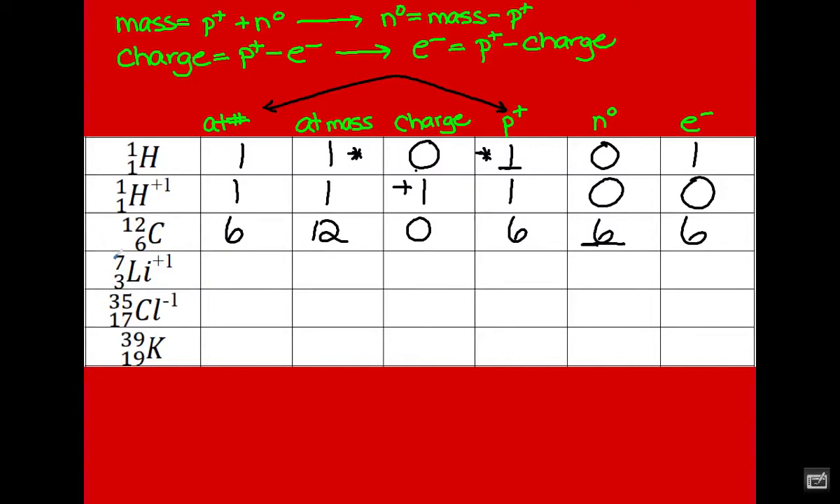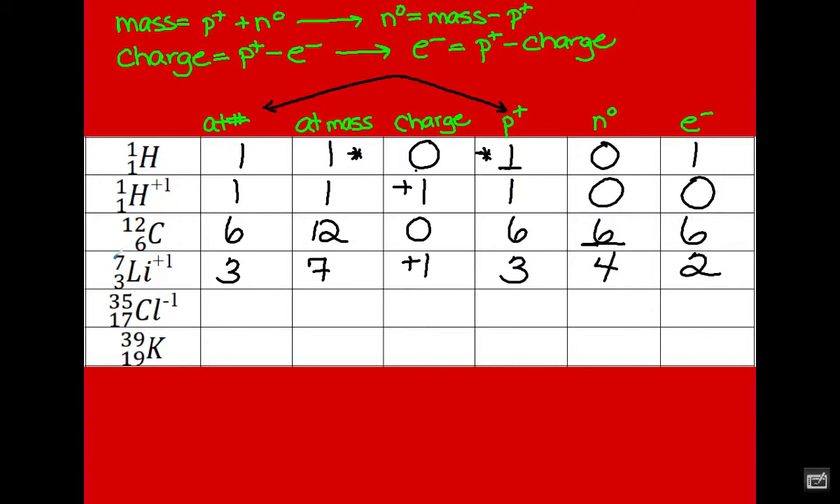Now for my lithium, Li, bottom number is 3, atomic mass is 7, charge is plus 1. Atomic number and protons is the same, so that has to be 3. Number of neutrons is 7 minus 3, which gives me 4. And my charge and my protons determine number of electrons. 3 minus a positive 1 gives me 2.